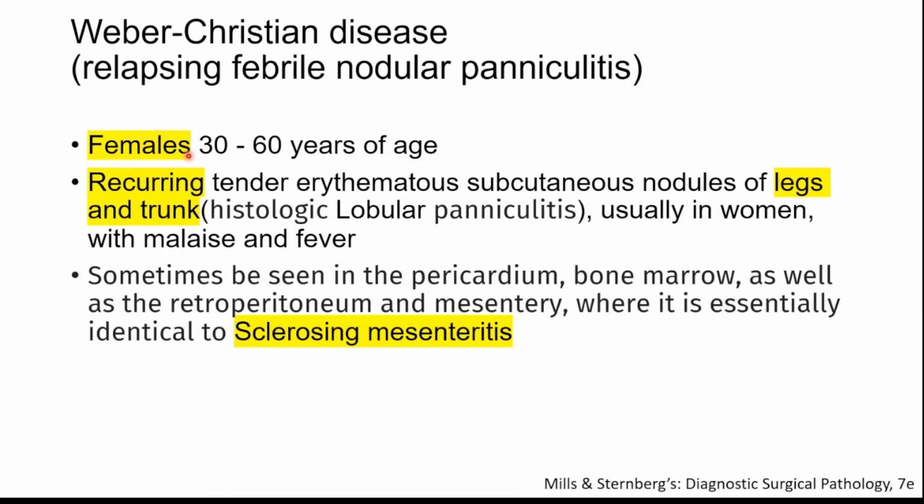And then they have other findings beyond the mesentery. There are recurrent tender erythematous subcutaneous nodules of the leg and trunk. The patient also has malaise and fever. And this finding can also be seen in the pericardium and bone marrow.